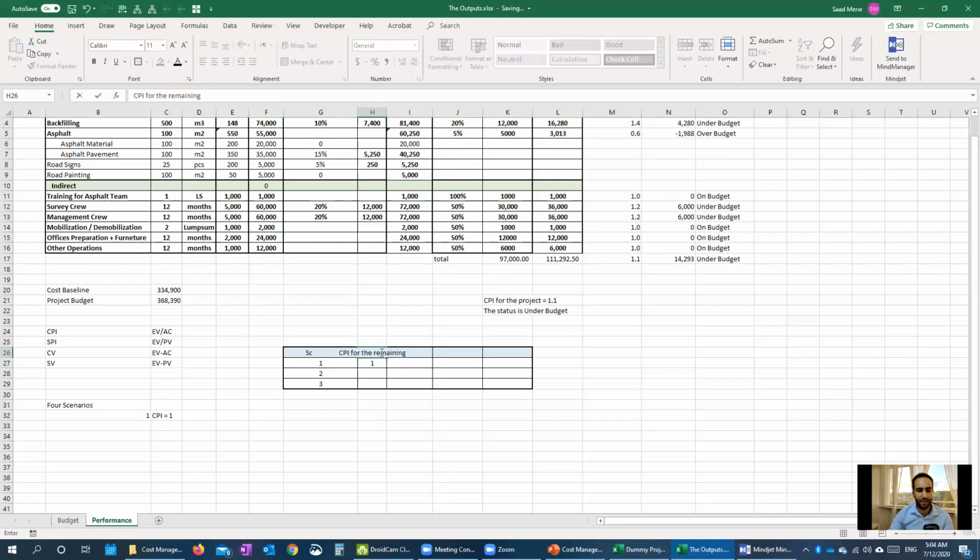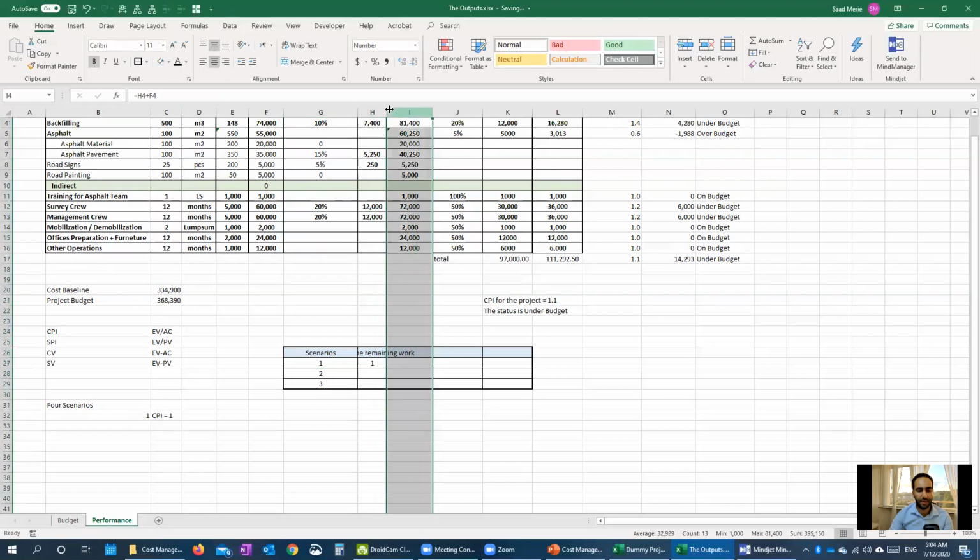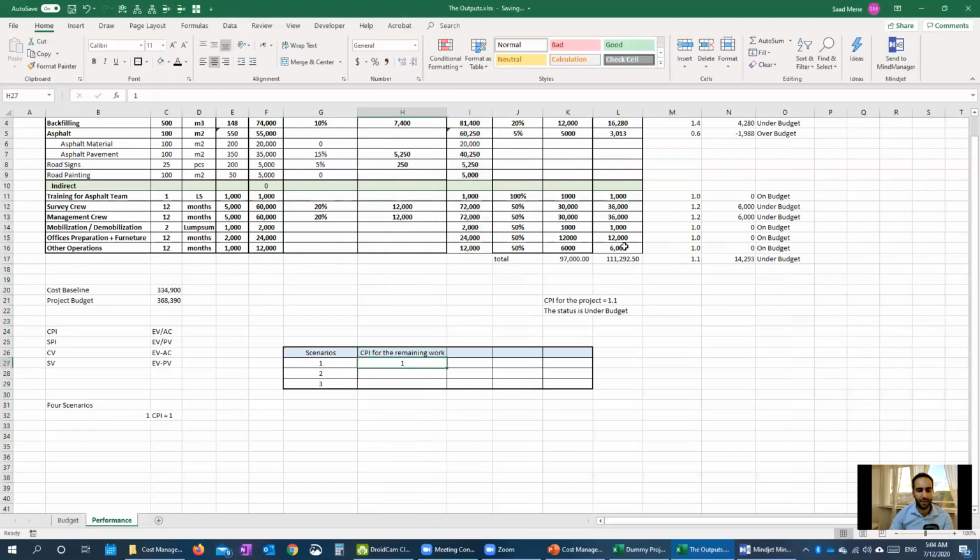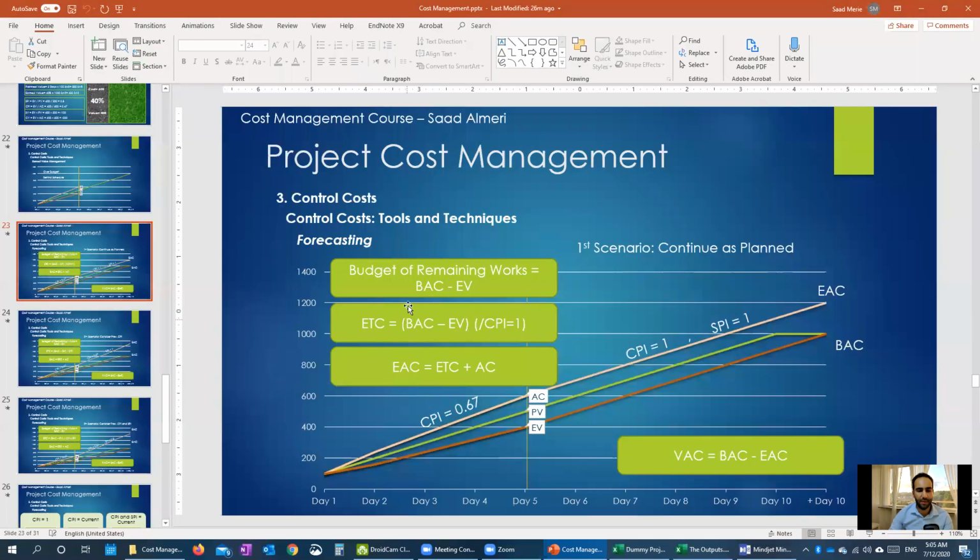We know our CPI for the current work is 1.1. So let's have it here, 1.1. This is our CPI for the previous work. And for the remaining work, we said in scenario 1 it will continue as planned, so it will go with 1.